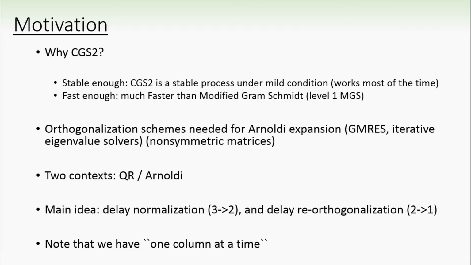Well, I'm interested in the orthogonalization schemes mostly, but they're needed for the Arnoldi expansion, for iterative eigenvalue solvers, as well as GMRES, and I'm also interested in the non-symmetric matrices. So the two contexts that we're focusing on again are QR and Arnoldi, where we delay the normalization for the first, moving to 2 sync, and then delay that reorthogonalization so that we can achieve the 1 sync. And I do want to note that I am focused on one column at a time, so the S-step methods aren't exactly what I focused on.